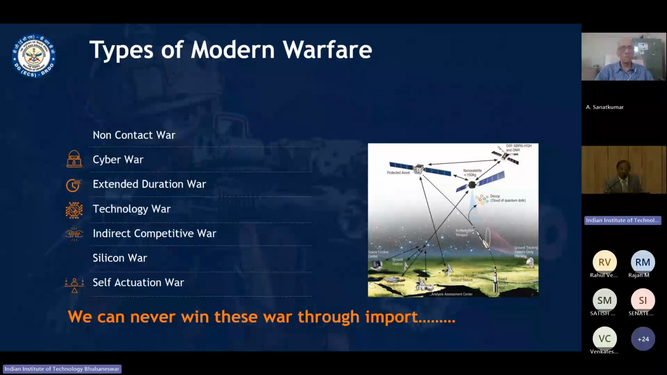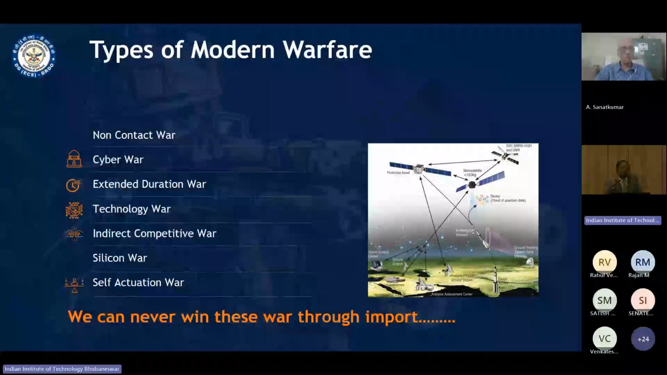Extended duration war, you all are seeing it. Mere technology or weapons are not going to save you. Your economy should allow you to continue the battle. Technology war, I told you a few minutes back, if I am making a missile of 4,000 kilometers, my competing country makes it 5,000, I make 6,000. We just show each other how far and how fast and how deep we can conquer the technology.